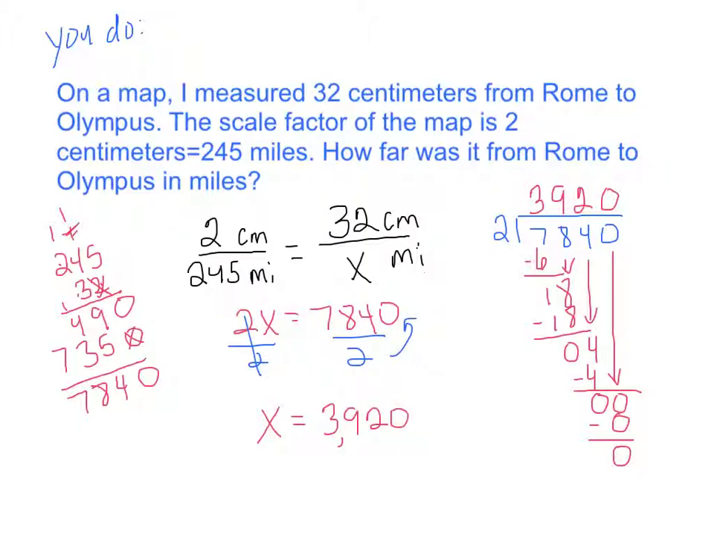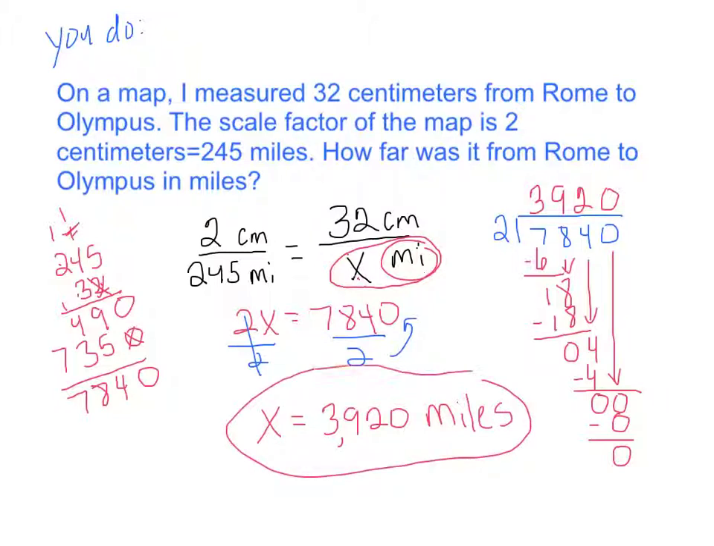And again, if you wonder what label to put, just take a look at which label's hanging out with the variable, the one you're trying to solve. That's the label you're after. So that's what label we put. It's 3,920 miles, made up because I made these numbers up, from Rome to Olympus. So that's how you do this.